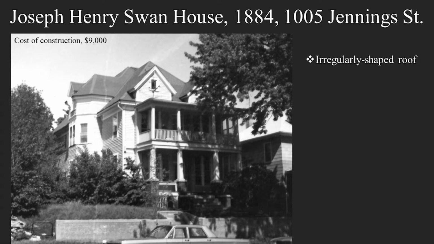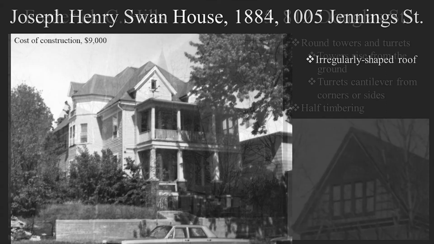The Joseph Henry Swan House, also built in 1884, located at 1005 Jennings Street, built at a cost of $9,000. The key characteristic I want to point out here is an irregularly shaped roof. Remember, Victorian-style architecture was no longer squares, so we have parts of the building jutting out. Therefore, we'll have an irregularly shaped roof because of things like wings and bays and towers. We're just going to end up with an irregularly shaped roof.